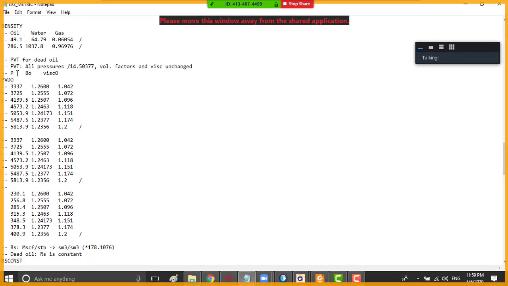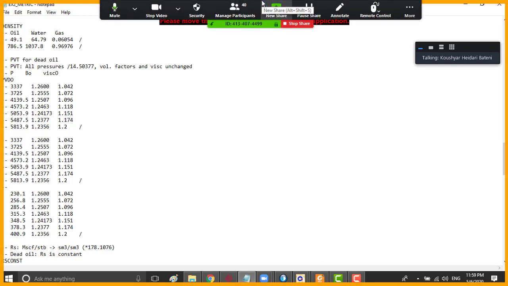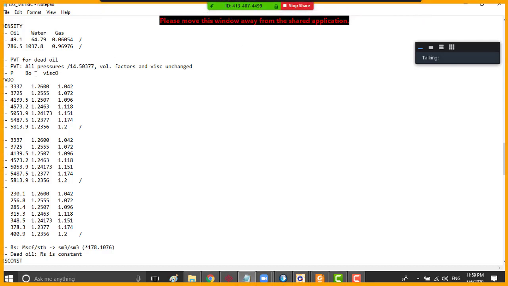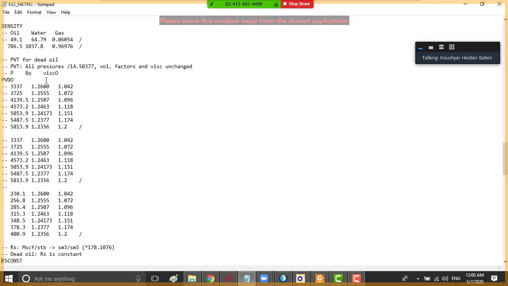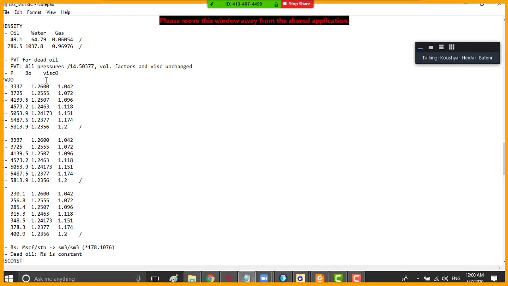Now, the next keyword that we see here is PVDO. What is that? Here, you enter the PVT properties for the dead oil, right? Yes, exactly, Soham. The system that you had was a dead oil system. Now, here you use the PVDO in order to input some properties of the dead oil that you have.